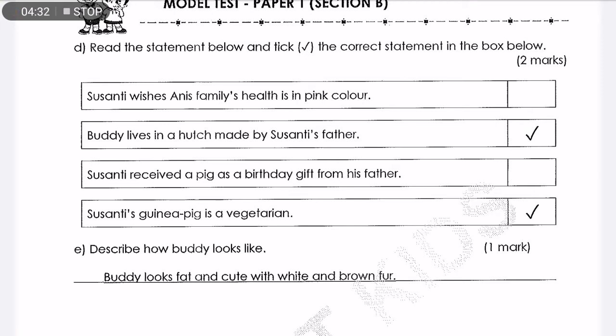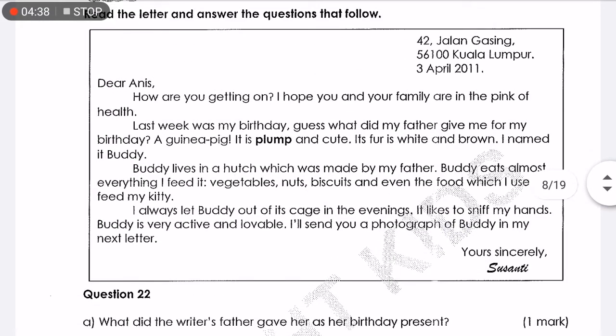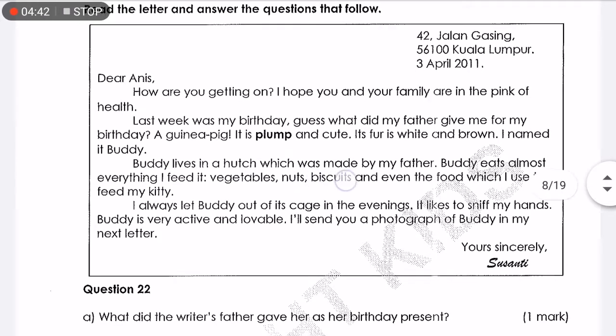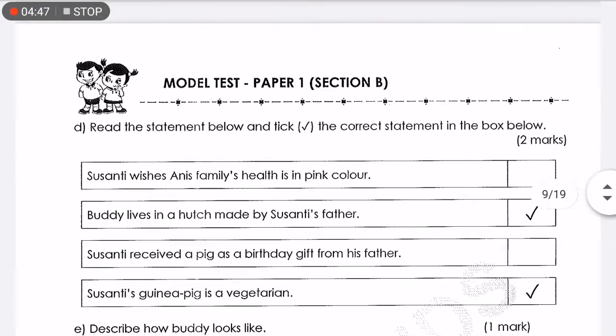Buddy lives in a hutch made by Susanti's father. This is a correct statement. Where do you get the answer from? The answer is in the third paragraph, which is here. Buddy lives in a hutch which was made by my father. That's where you get the answer. So this is a correct statement.